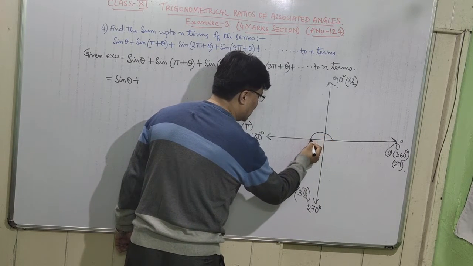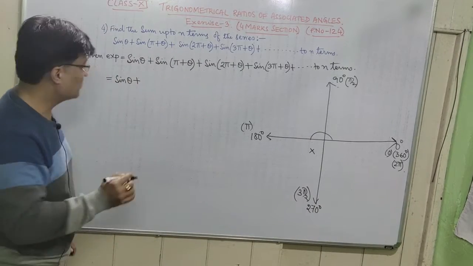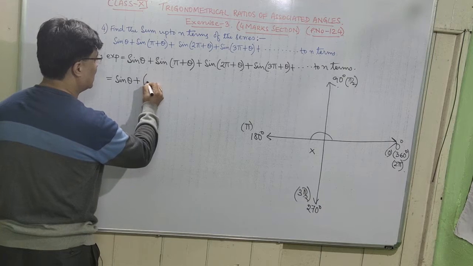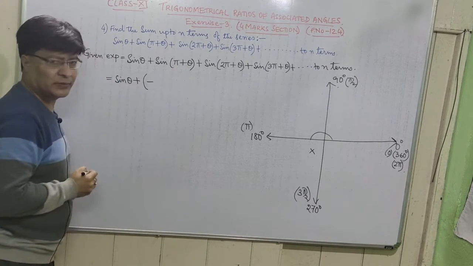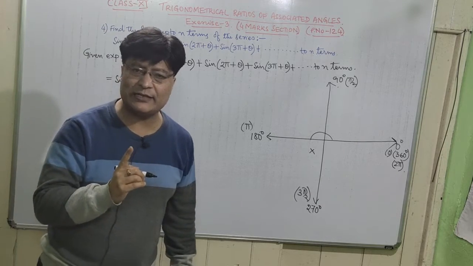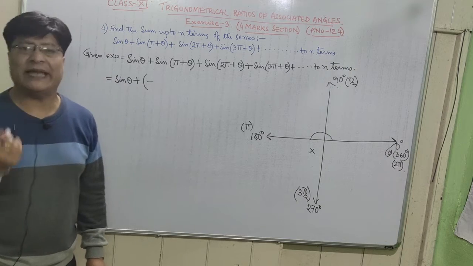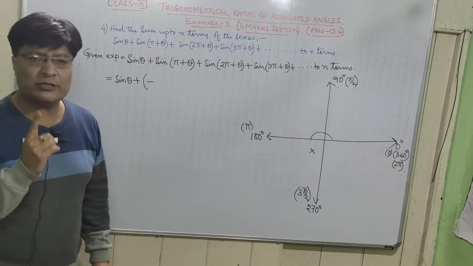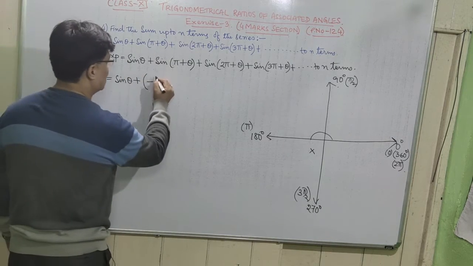Your pi plus theta lies in the third quadrant. In the third quadrant, you know that sine is negative, and since this is 180, you know that 180 degree is 90 degree into 2. So it is an even multiple of 90. If it is an even multiple of 90, trigonometrical ratios do not change. I told you that one, isn't it? So it is sine theta.